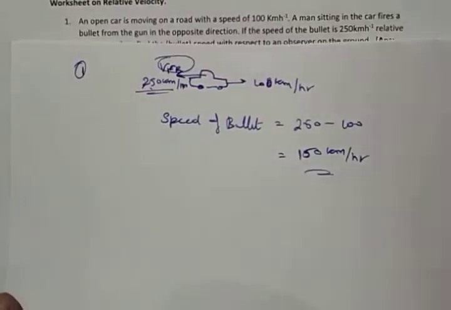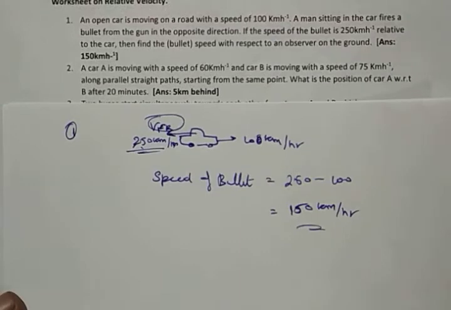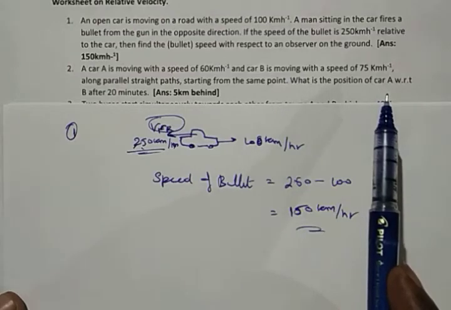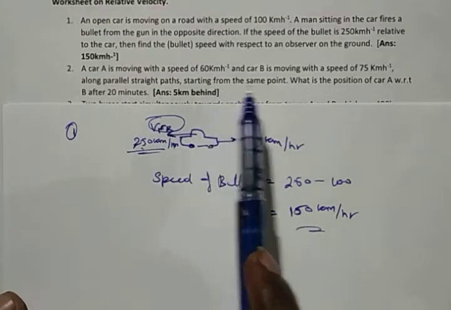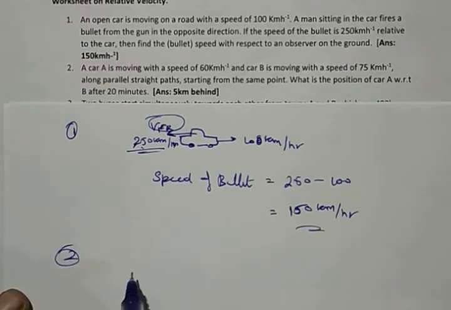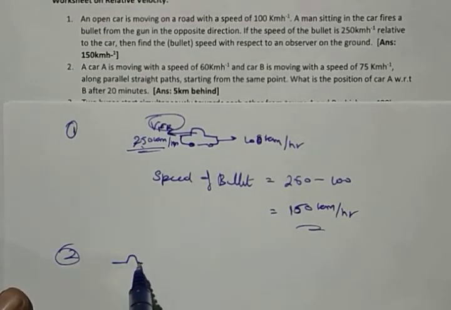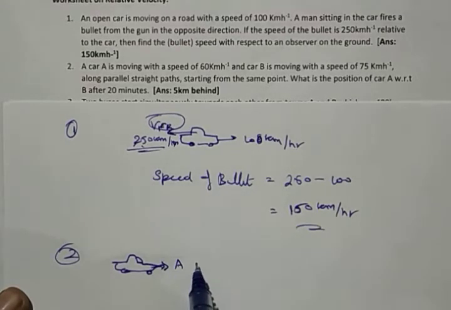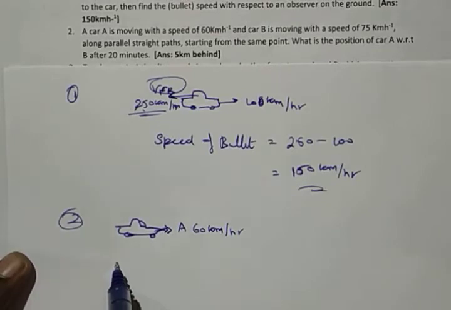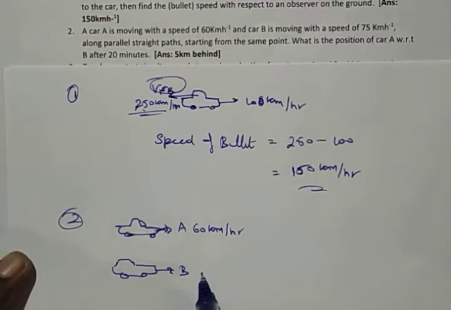We'll go to the next question. Car A is moving with a speed of 60 kilometers per hour and car B is moving with a speed of 75 kilometers per hour along parallel straight paths starting from the same point. So these two points are important: starting from the same point along the same parallel path. So there is a car here, car A, moving with a speed of 60 kilometers per hour. And then there is another car, car B, going at a speed of 75 kilometers per hour.